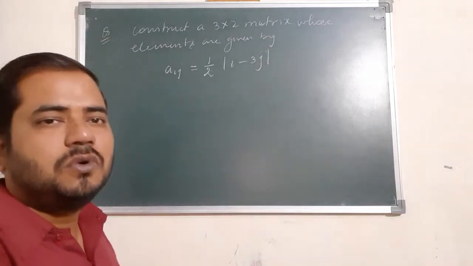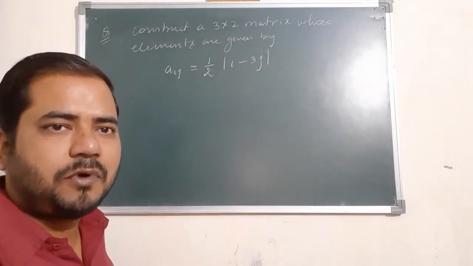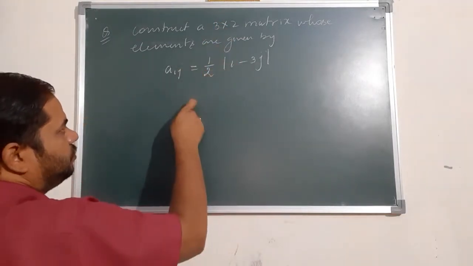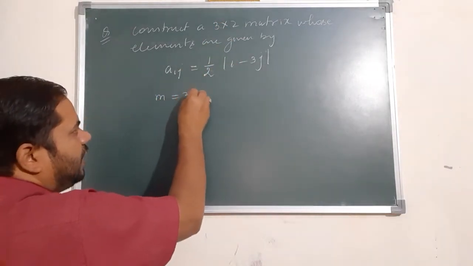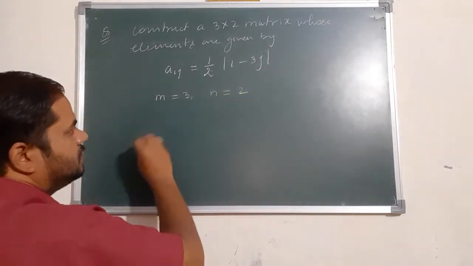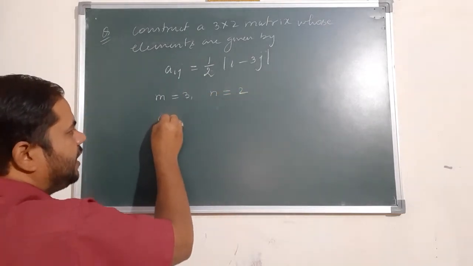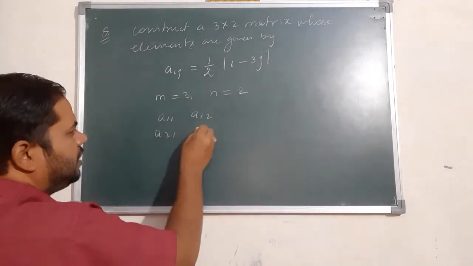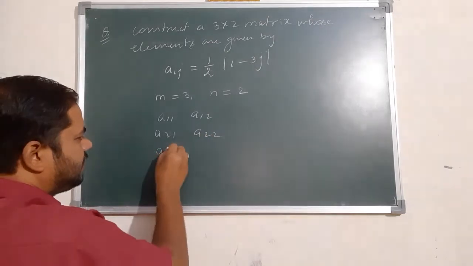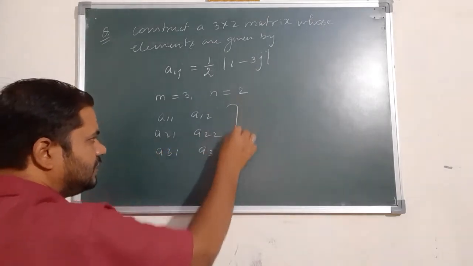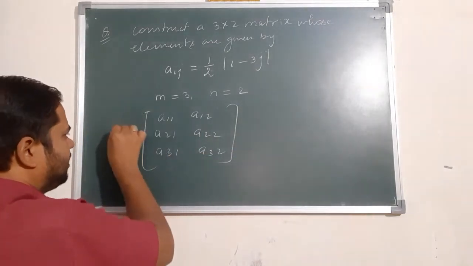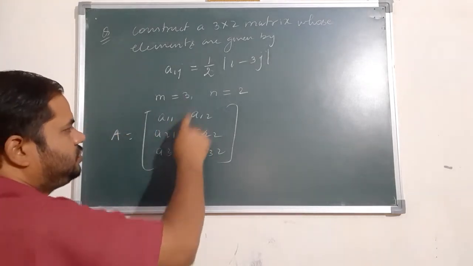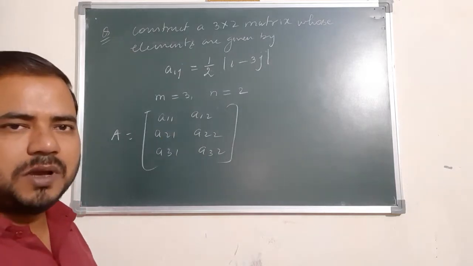Okay, so what we need is to construct a matrix of order 3 cross 2. That means there are 3 rows, so m is equal to 3 and n is equal to 2. So there are how many elements? A11, A12, A21, A22, A31, A32. This is the matrix which we construct, because there are 3 rows and 2 columns. So one by one we find the values.